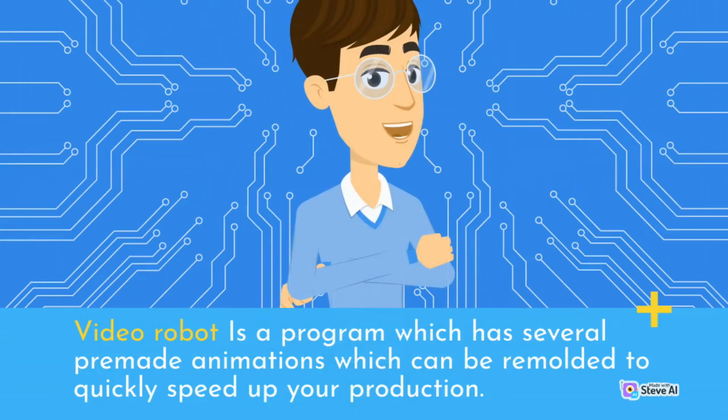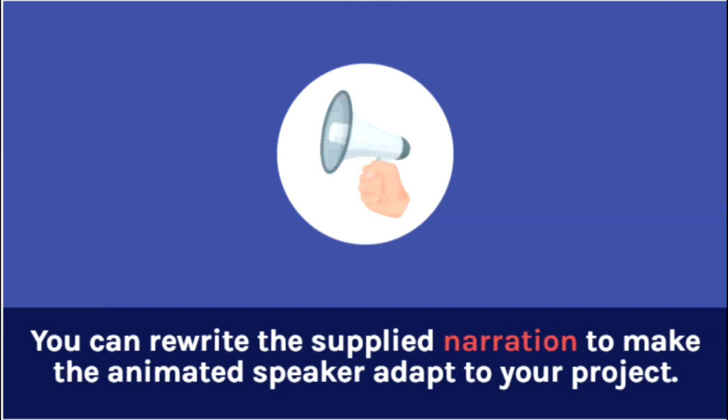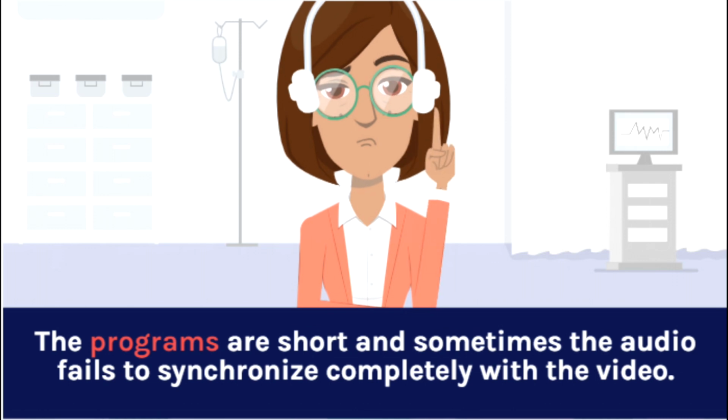Video Robot is a program which has several pre-made animations which can be remolded to quickly speed up your production. You can rewrite the supplied narration to make the animated speaker adapt to your project. The programs are short and sometimes the audio fails to synchronize completely with the video.